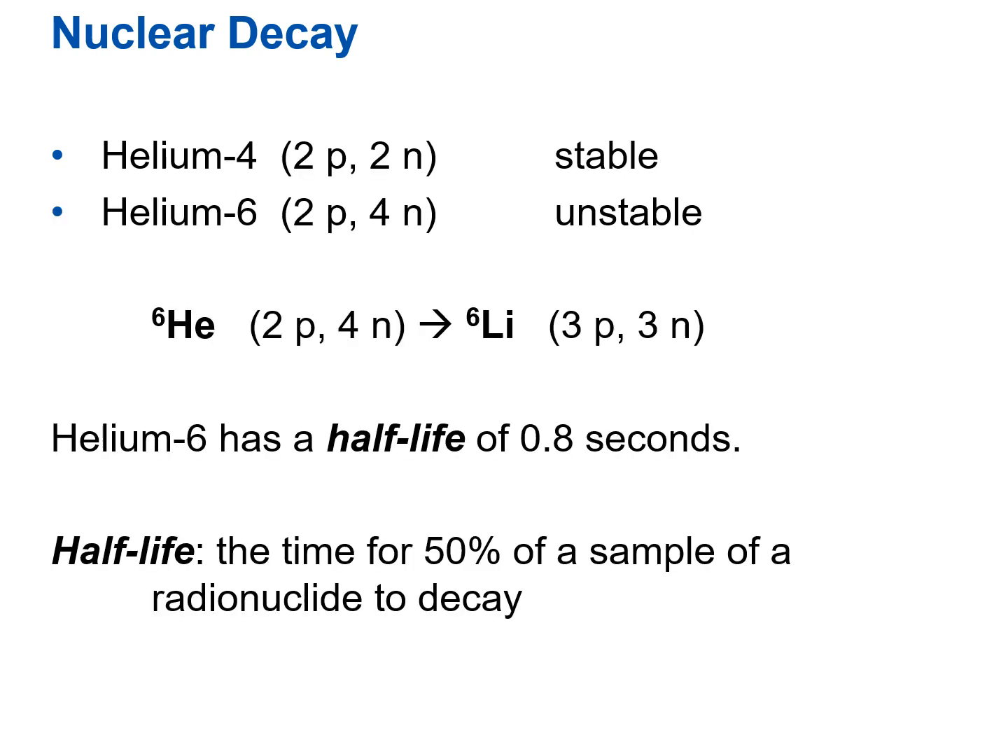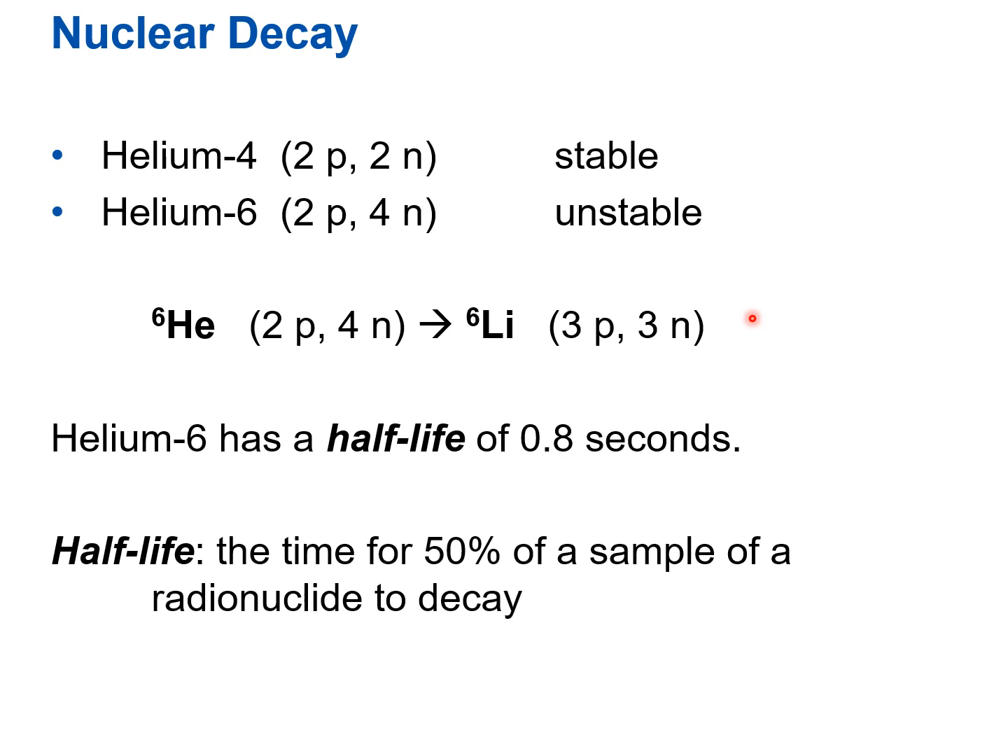Let's now consider two isotopes that I showed you at the beginning of this video, helium-4, which is stable, and helium-6, which is unstable. And let's think about helium-6. Helium-6 is unstable. It doesn't have the right mix of protons and neutrons, 2 protons and 4 neutrons, but it would be more stable if one of those neutrons became a proton. And so it undergoes beta decay so that one neutron becomes a proton. Now it's got 3 protons and 3 neutrons, and it is lithium-6.